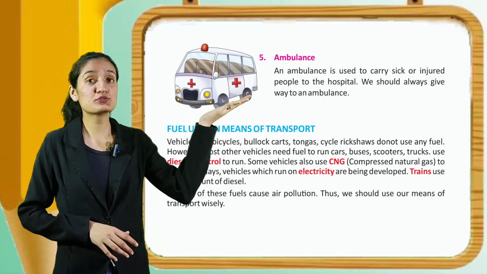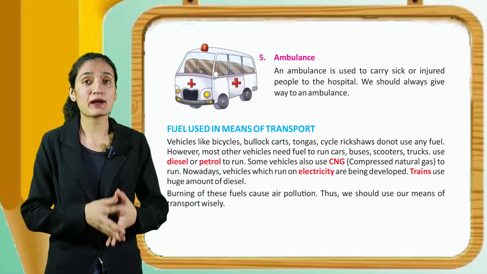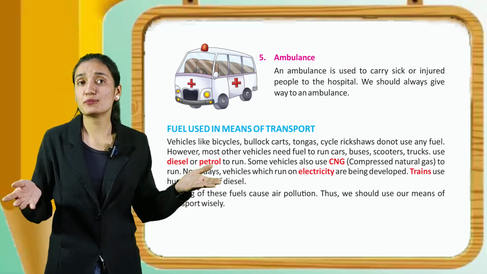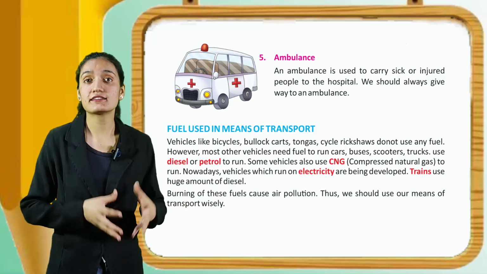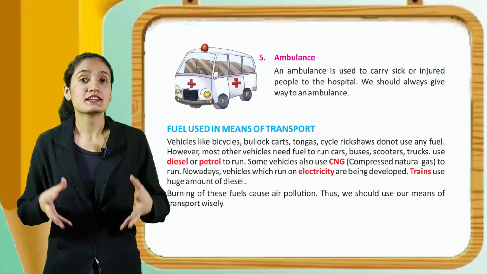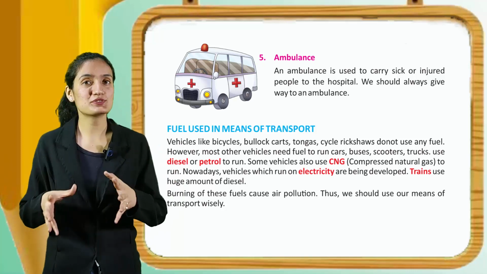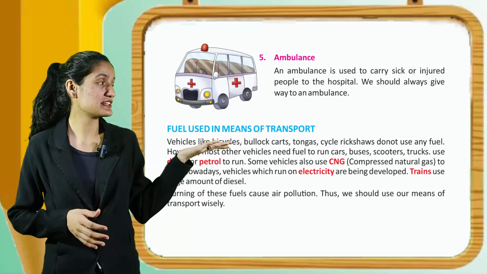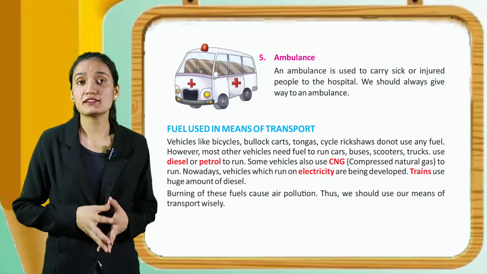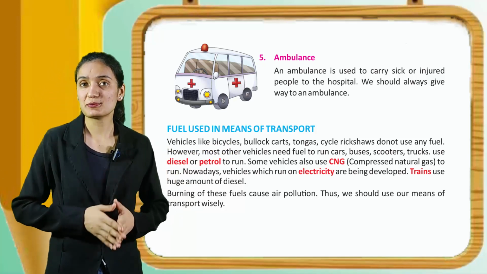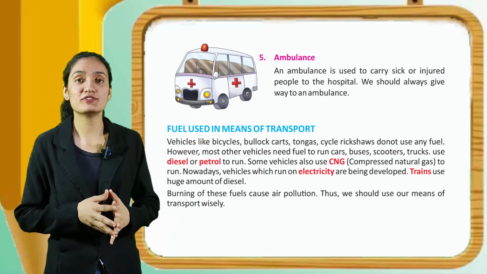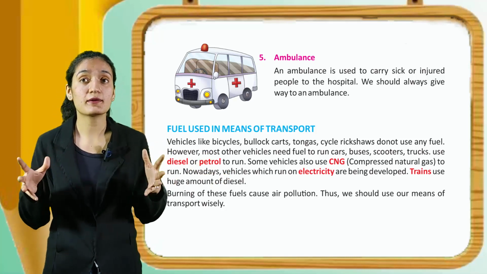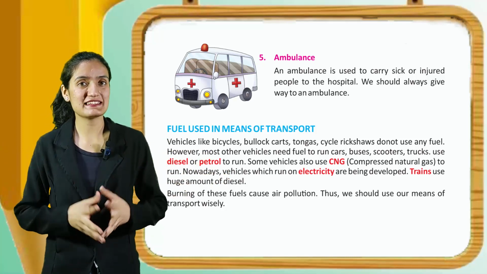Next, fuel used in means of transport. Vehicles like bicycles, bullock carts, tongas, cycle rickshaws do not use any fuel. However, most other vehicles need fuel to run. Cars, buses, scooters, trucks use diesel or petrol to run. Some vehicles also use CNG, that is compressed natural gas, to run. Nowadays, vehicles which run on electricity are being developed. Trains use a huge amount of diesel. Burning of these fuels causes air pollution. Thus, we should use our means of transport wisely.